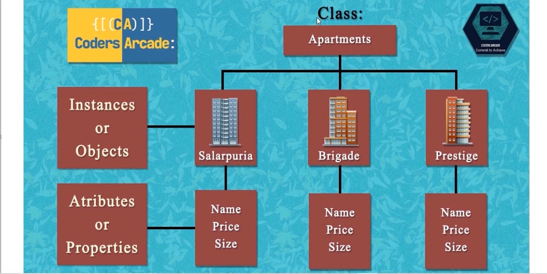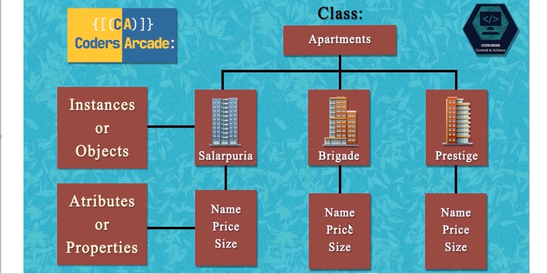So now I will again go to this pictorial diagram, and here I will show what I told earlier. This is the main entity, which is the class. Here in this case the name of the class is apartments. This apartments has Salarpuria, Brigade and Prestige as 3 objects or instances, and finally these objects have attributes or properties which are name, price and size. Name, price and size, name, price and size for all the 3 of them.